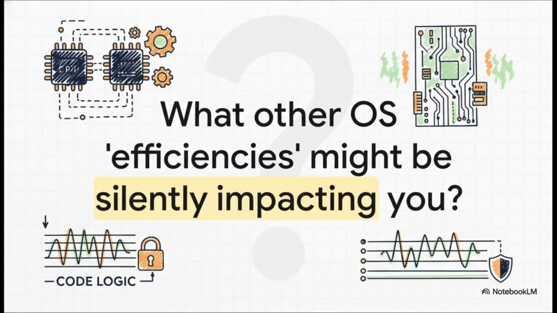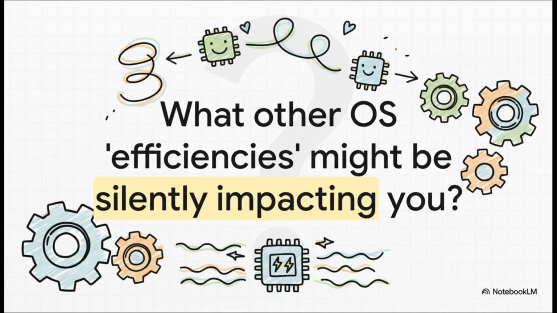So, what's the big takeaway? I think it's that sometimes the nastiest bugs aren't in your code at all. They're hidden in the assumptions you make about the hardware and the OS running underneath it. It really makes you stop and think, right? If the OS can't be trusted for something this fundamental, what other efficient behaviors might be silently messing with your application's stability? Definitely something to chew on.